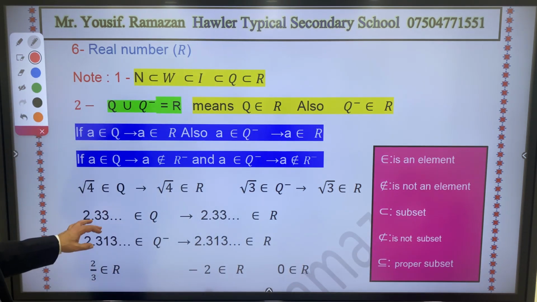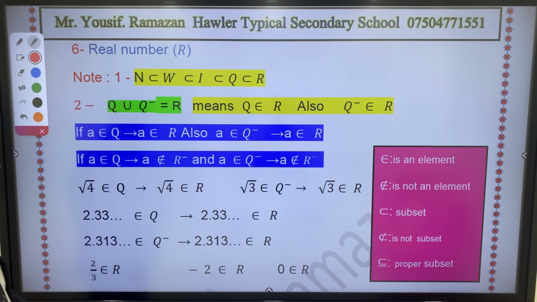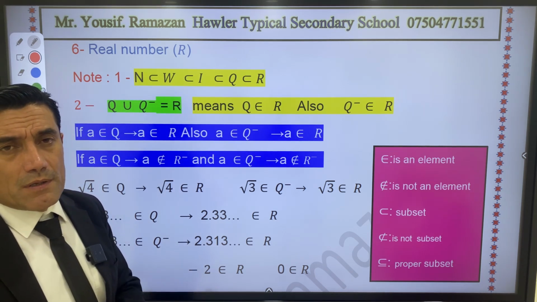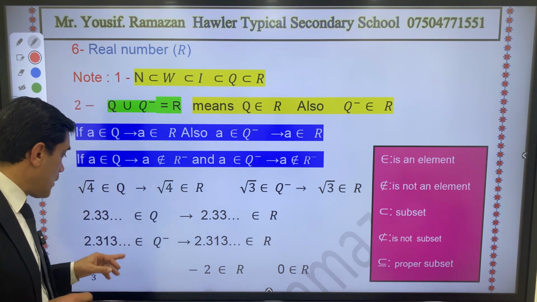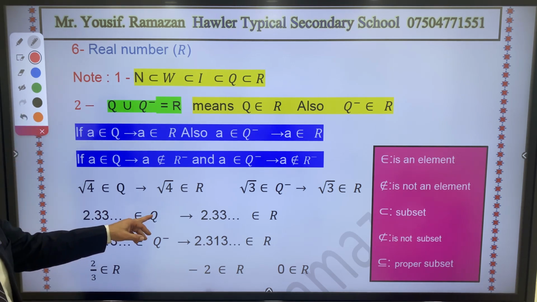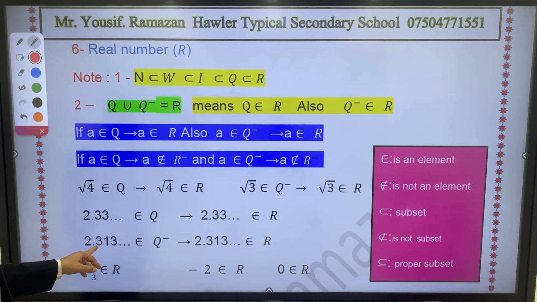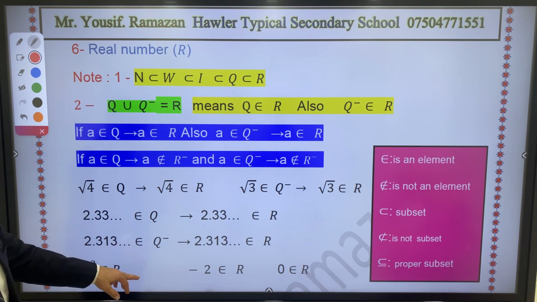Okay. So now just two more pieces of information: 2.313 is rational or irrational? I said if a number is terminating or regularly repeating, it is rational. If it is not terminating or not regularly repeating, it is irrational. This one is rational because it terminates, and it is also a real number. This number is not terminating and not regularly repeating, so it is an irrational number, also a real number. The same for 2/3, and -2.